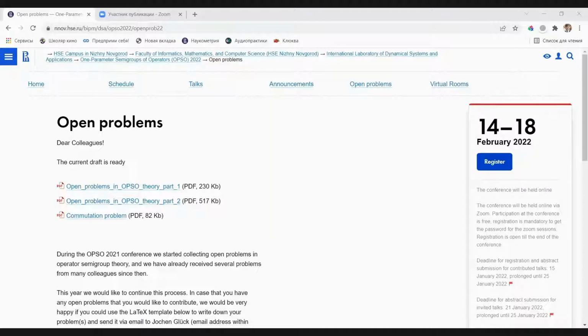Here we have found that one of the problems actually is no longer open. Problem communicated by Andrei Mironchenko. Very recently, Jochen Glück told me that he found the reference answering this problem.